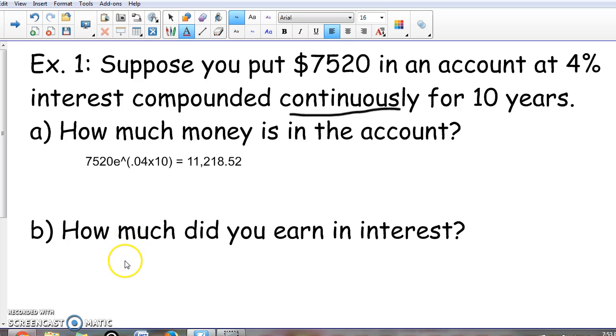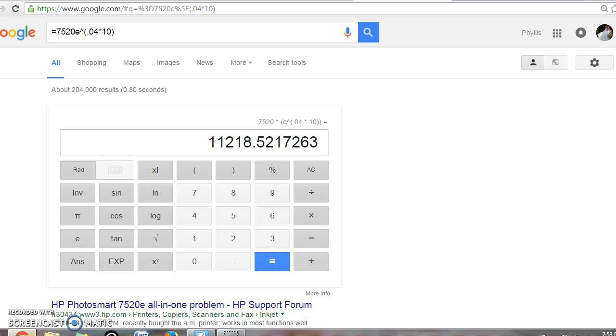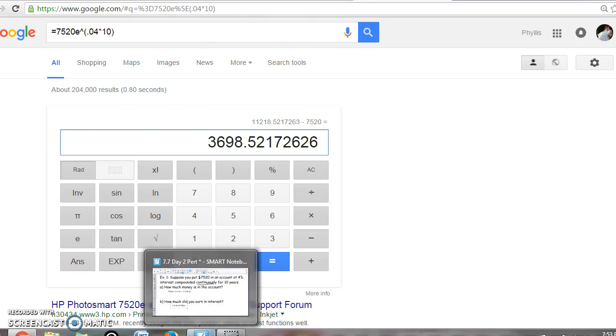Part B, how much did you make in interest? I'm going to write what I have in my account now, $11,218.52, and subtract the $7,520, because I'm taking my new money that's in there minus my original amount, and that will give me how much I made. In my calculator, I subtract my $7,520. The difference is $3,698.52. That's how much I made in interest, so I'm going to write that down.